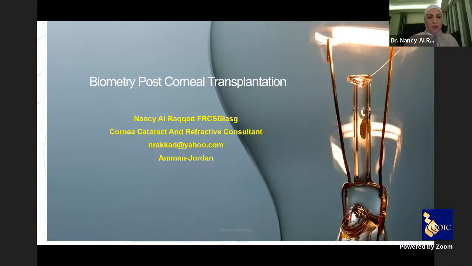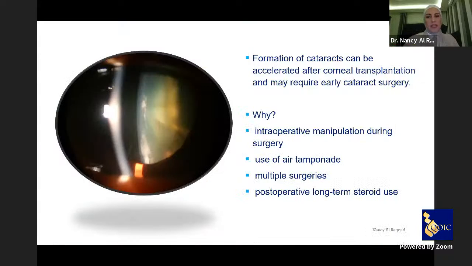Let me talk about biometry and IOL calculation post-corneal transplant. Formation of cataracts can be accelerated after corneal transplantation and may require early cataract surgery. Why? Because of intraoperative manipulation during surgery, the use of air tamponade in certain procedures, multiple surgeries done on the eye, or the postoperative long-term steroid use.